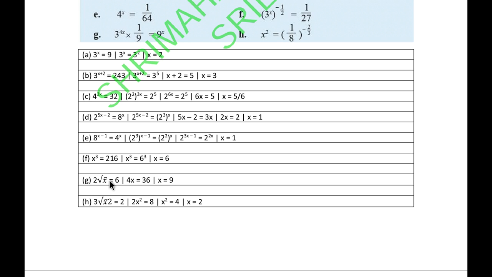Next one, 2 root x equals 6. Here what you should do is square both sides. Then 2 into 2, 4x, and 6 into 6, 36. To remove the root, you need to square both sides, right? So then x equals 9.